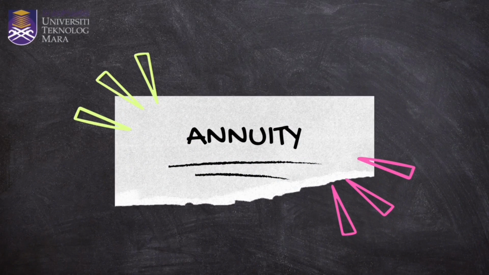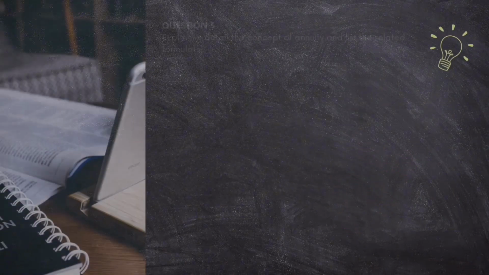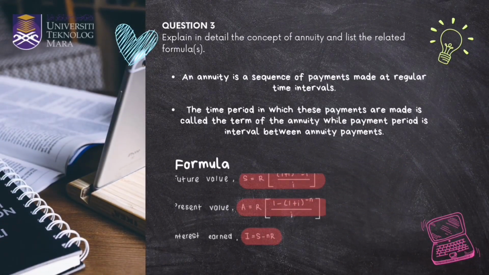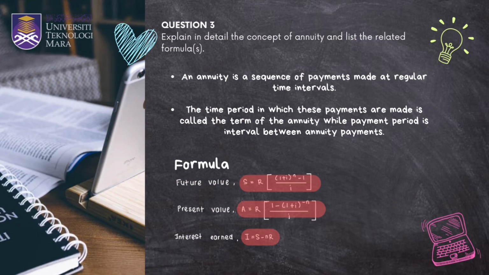We continue to the next question, which is question 3. Explain in detail the concept of annuity and list the related formulas. An annuity is a sequence of payments made at regular time intervals. The time period in which these payments are made is called the term of the annuity, while the payment period is the interval between annuity payments.